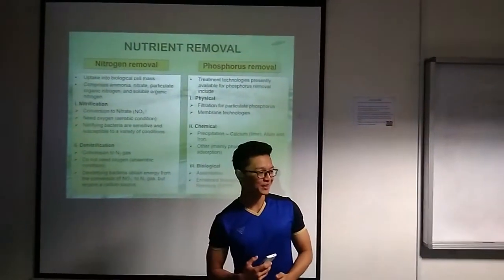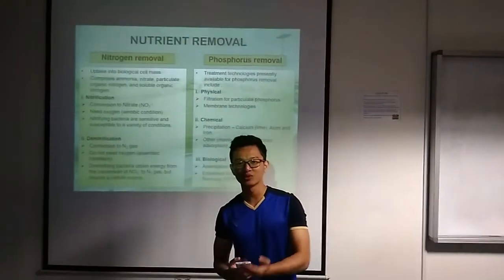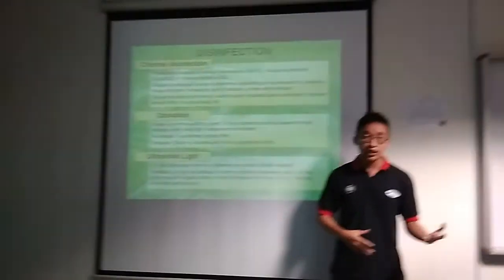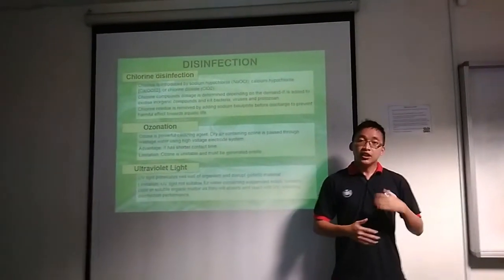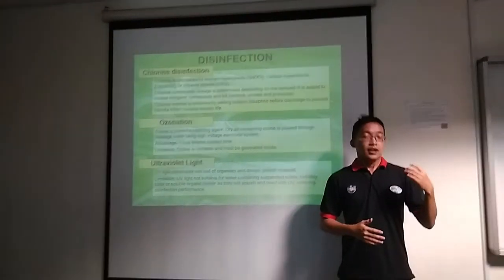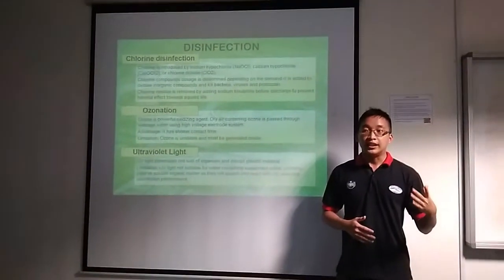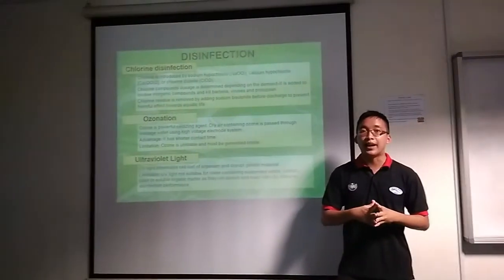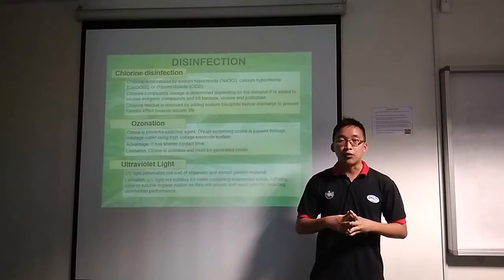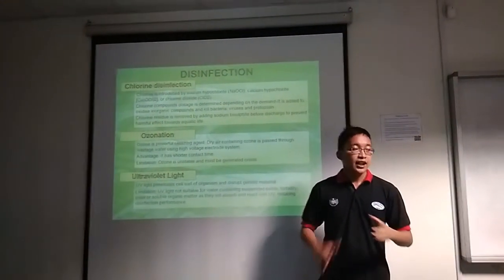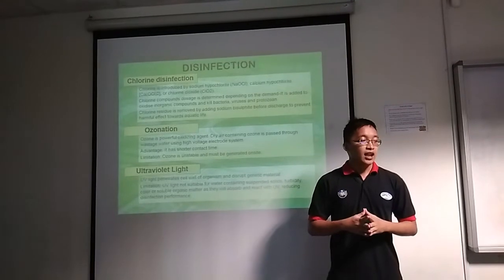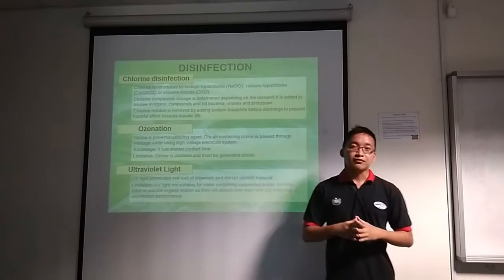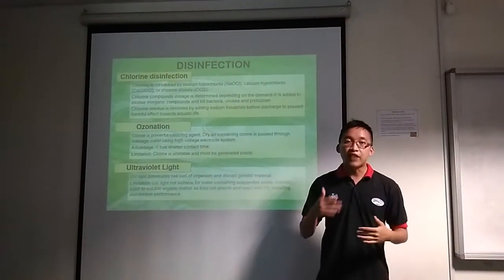Now we're going to move on to disinfection, and Rynier once again will explain this part. I am going to present what is disinfection in wastewater treatment. Disinfection is a process carried out to kill bacteria, protozoa, and other microbial organisms that exist in the water. In this disinfection process, there are three methods: chlorine disinfection, ozonation, and ultraviolet light that can be used to disinfect the water.